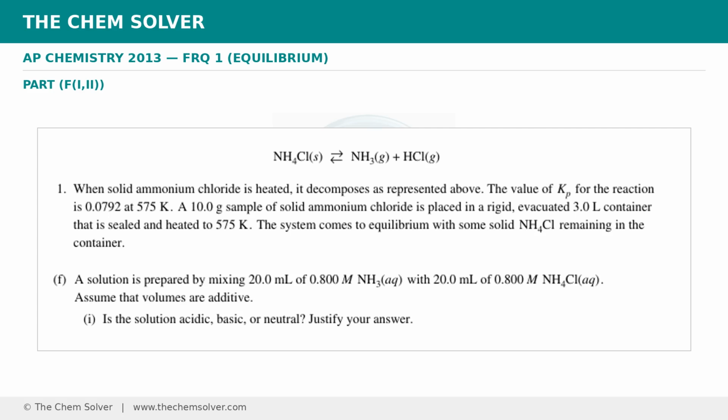A solution is prepared by mixing 20.0 milliliters of 0.800 molar NH3 with 20.0 milliliters of 0.800 molar NH₄Cl. Assume that volumes are additive. Is the solution acidic, basic, or neutral? Justify your answer. Calculate the pH of the solution that would result from adding 0.0200 moles of HCl to the solution. Assume that the addition of the HCl does not change the volume of the solution.